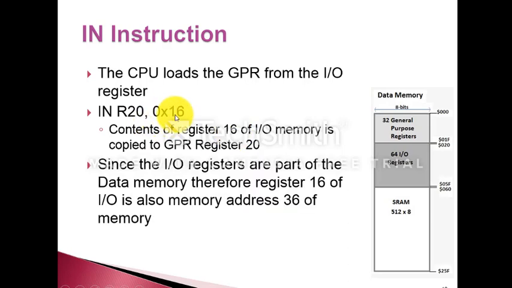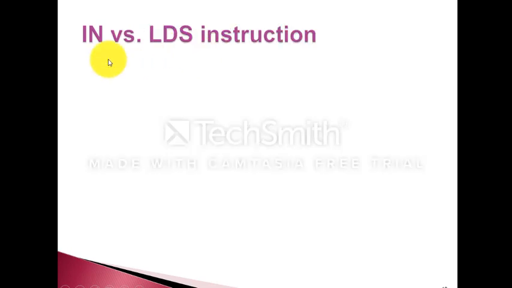The IN instruction stores the content of IO register 16 into R20. 0x16 is representing the address of the IO register from which the data is being stored in R20. Since the IO registers are part of the data memory, register 16 of IO memory is also memory address 0x36 of memory. LDS is the same as the IN statement. LDS can also access IO registers, but the IN statement has many advantages over the LDS statement.